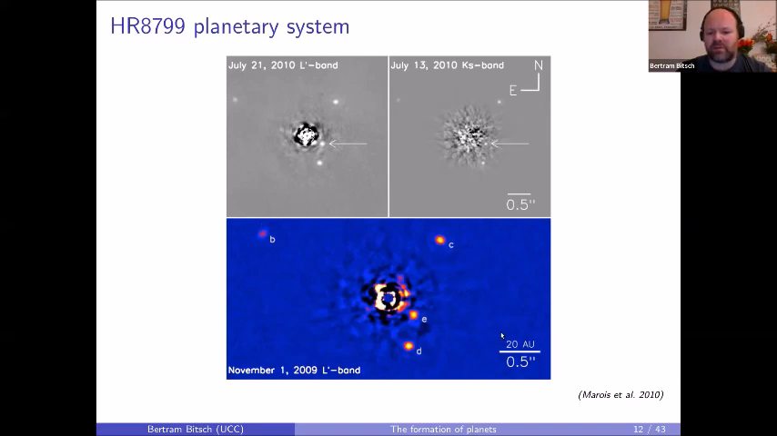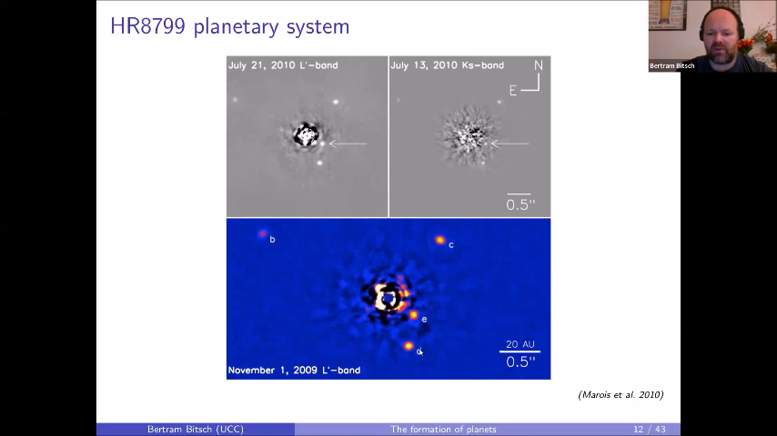You see here on the bottom also the size bar. So this distance corresponds to 20 astronomical units. And if you did this all the way to planet B, you would see that planet B is around 70 astronomical units away from the central star. So much, much further away than the outermost planet in our own solar system. So this system is much, much larger than our own solar system.